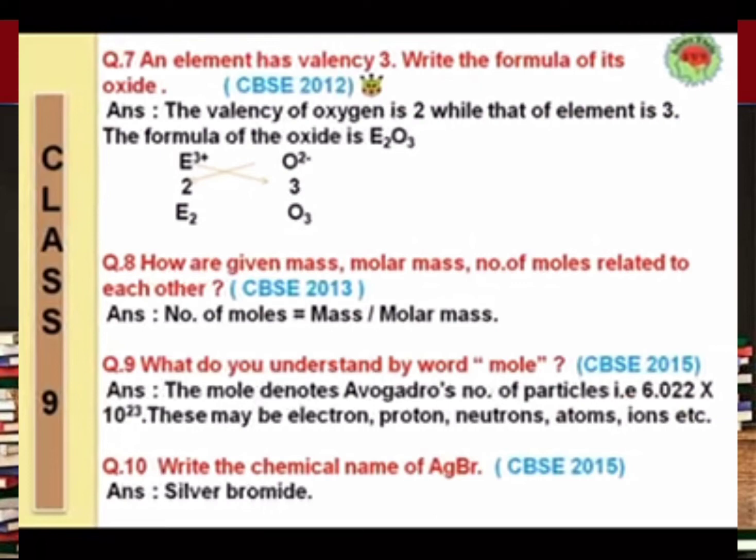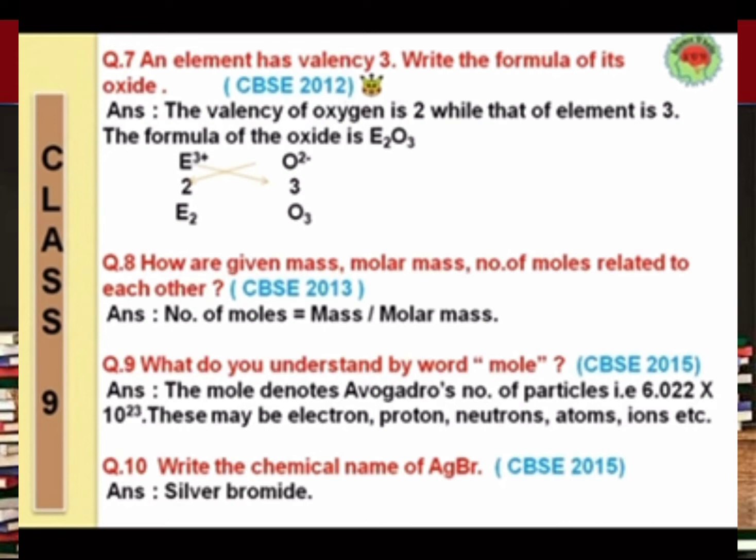What do you understand by the word mole? The mole denotes Avogadro number of particles, that is 6.022 into 10 raised to 23. This may be electrons, protons, neutrons, atoms, ions, etc.